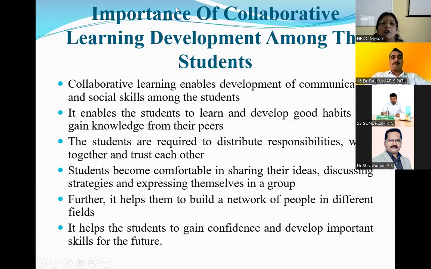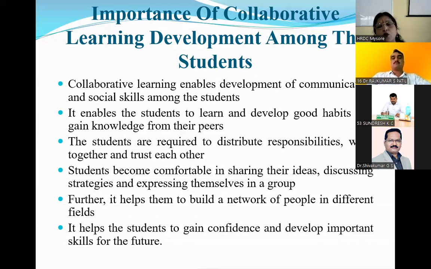Now, what is the importance of collaborative learning development among the students? Collaborative learning enables development of communication and social skills among the students. So at the end, they have to come out with some solution. So for that, they need communication. So they know how to behave in a society. So in a group also, they try to learn a lot. It enables the students to learn and develop good habits and gain knowledge from their peers.